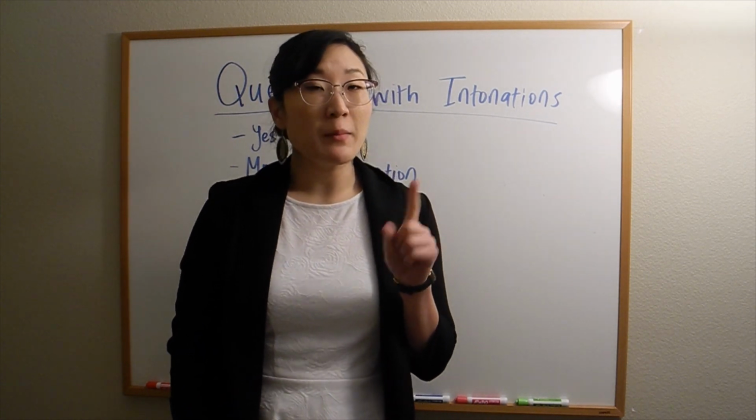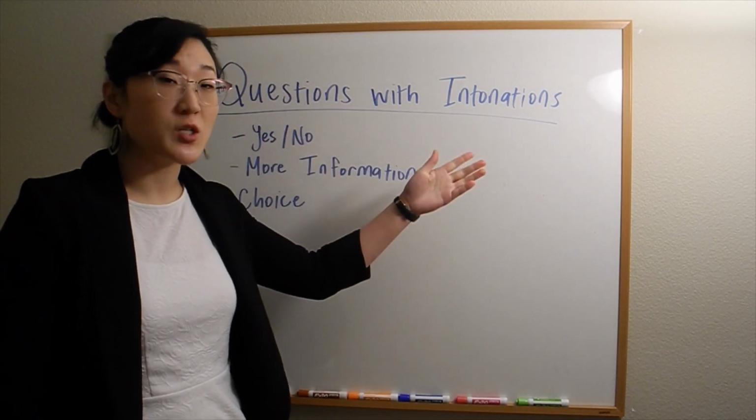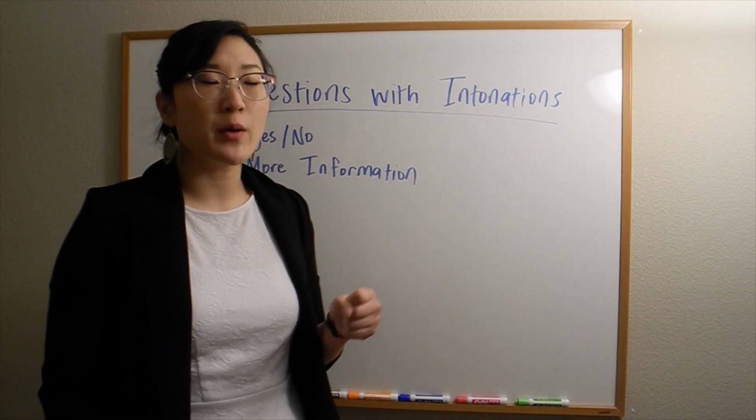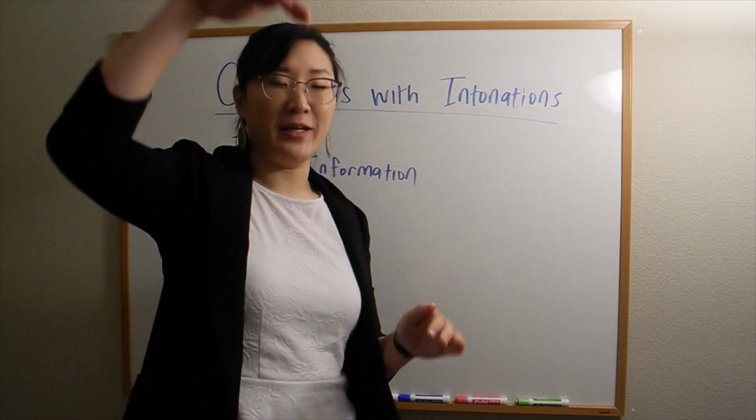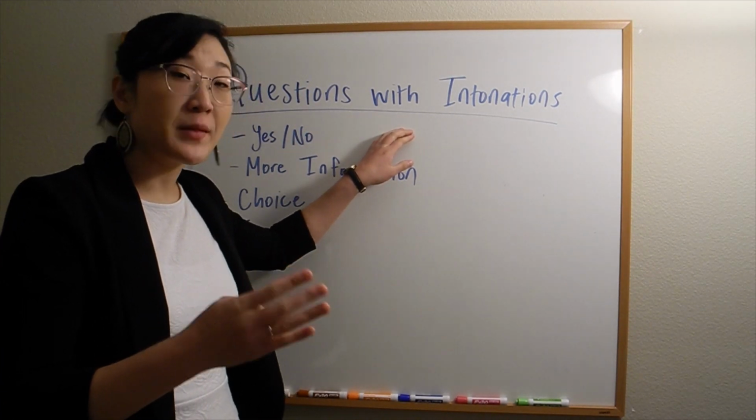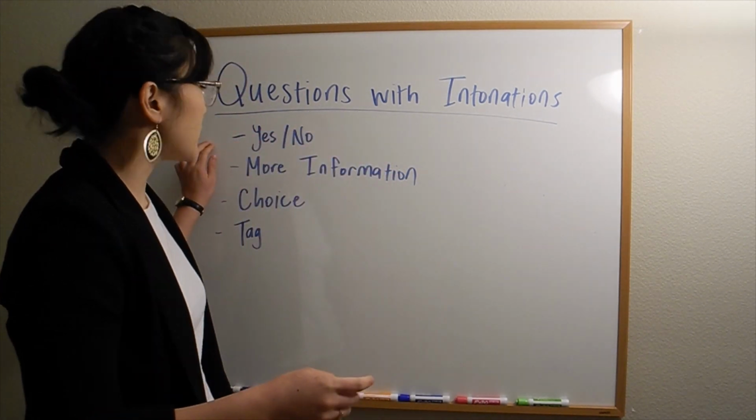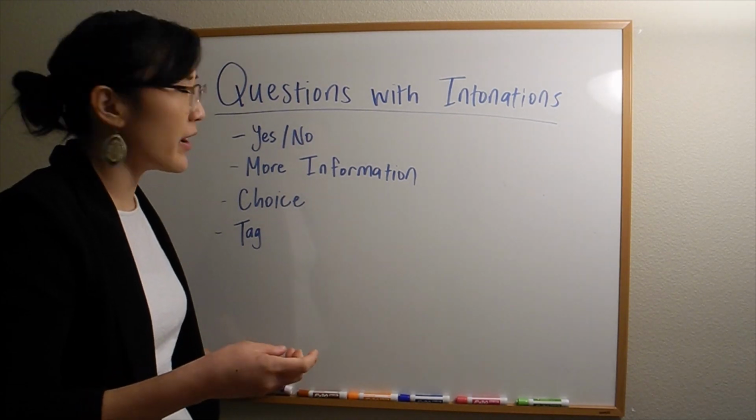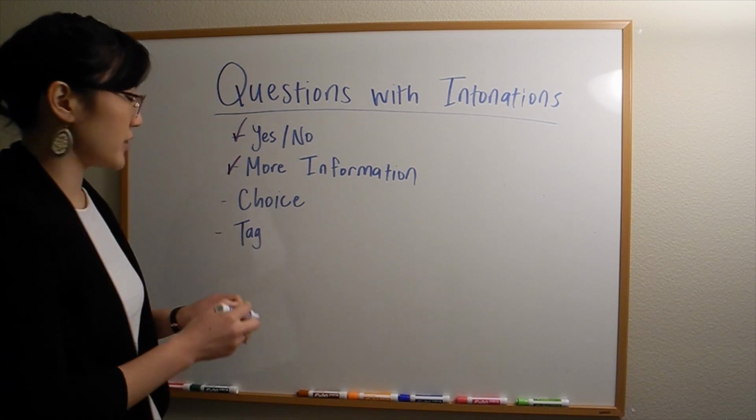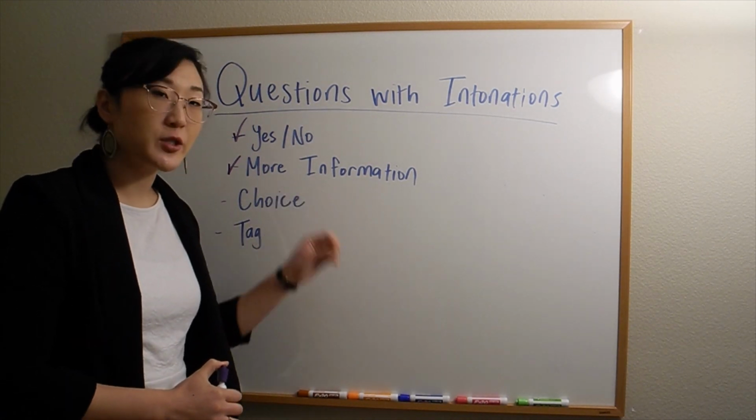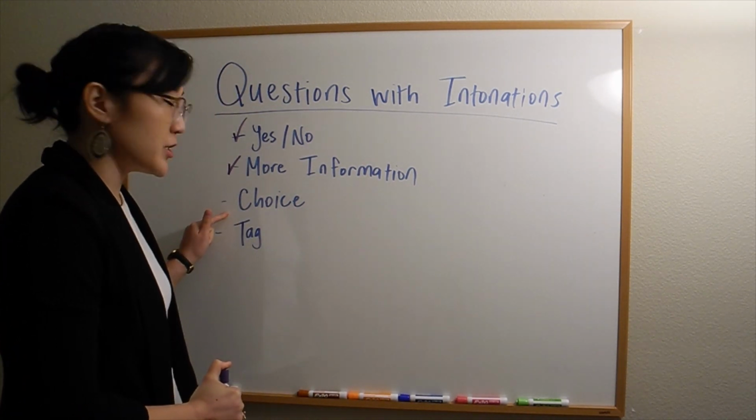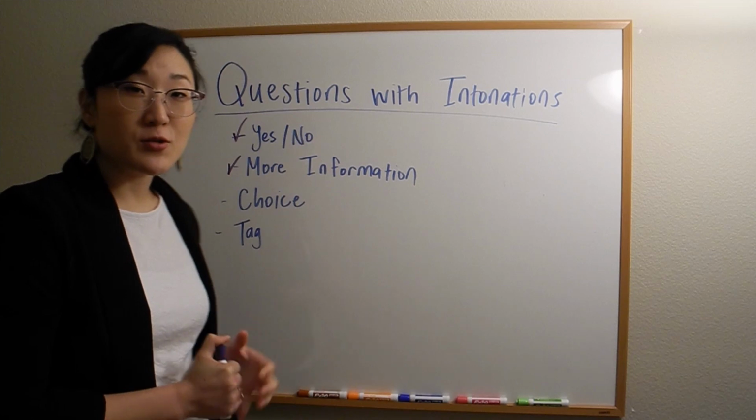In one video, I'm going to talk to you about different types of questions with intonations. If you don't know what intonations are, it's when our voice can go high and low, right? So there's four types of questions I will review with you. The first two, you already know, right? We talked about yes or no questions, and we talked about more information. I can do another review to make sure you understand this, okay? The other two are called choice questions and tag questions. So should we get started?